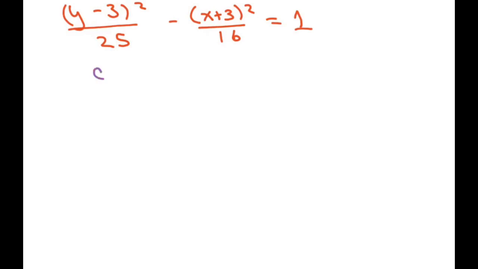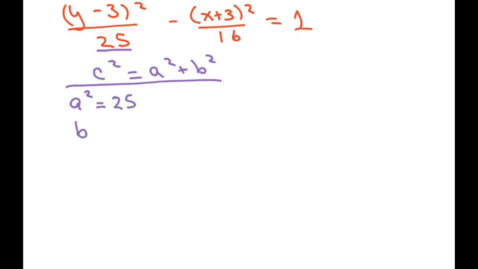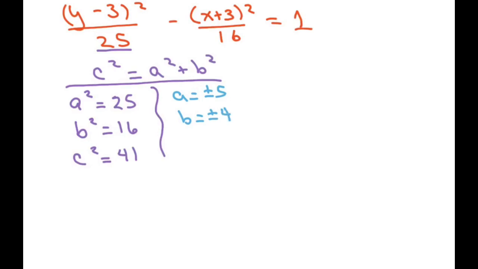To get the foci, we need to know that c squared equals a squared plus b squared. So what I do, your a squared is your lead on this hyperbola. So a squared is 25, b squared is 16, therefore c squared is going to be 41. And then we get the a's and b's and c's. If you take the square root of a squared, you get plus and minus 5. B equals plus and minus 4. And c equals plus and minus square root of 41.